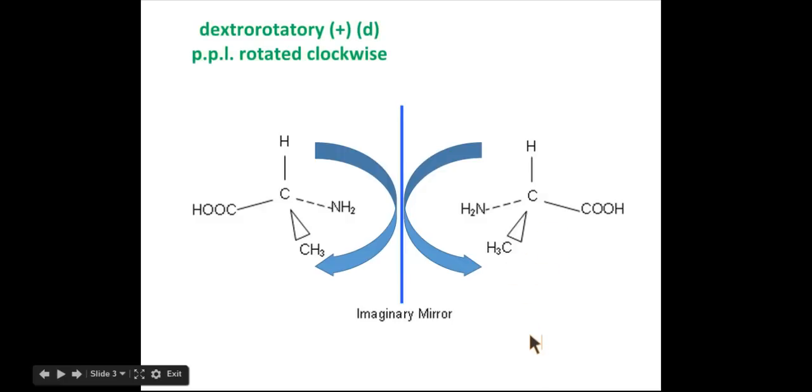And just a bit of jargon for you, some terminology. The isomer that rotates plane polarized light in a clockwise direction is known as the dextrorotatory form. You would sometimes see the symbol lowercase d, not uppercase D, lowercase d, next to the name of the chemical. So this is alanine. You would sometimes see d-alanine, or you may see a plus sign. The plus sign also symbolizes clockwise rotation. So either of those labels could be used.